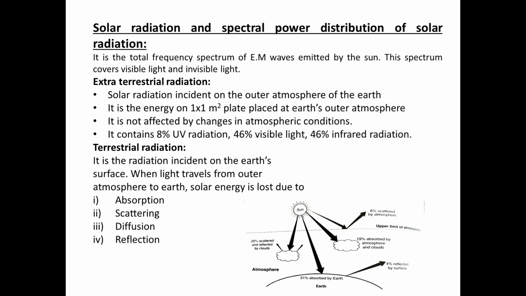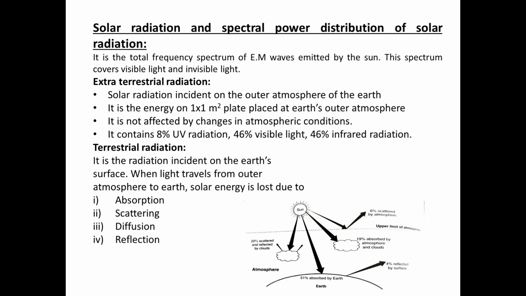In order to explain the spectral power distribution of solar radiation, we must know there are two types of radiation, namely extraterrestrial radiation and terrestrial radiation. What is meant by extraterrestrial radiation? Generally, up to some height from the earth there is atmosphere. If we go beyond that, there will be no atmosphere. So the solar radiation incident on the outer atmosphere of the earth, beyond a certain level, that is, how much radiation is incident above the atmospheric layer, is called extraterrestrial radiation.